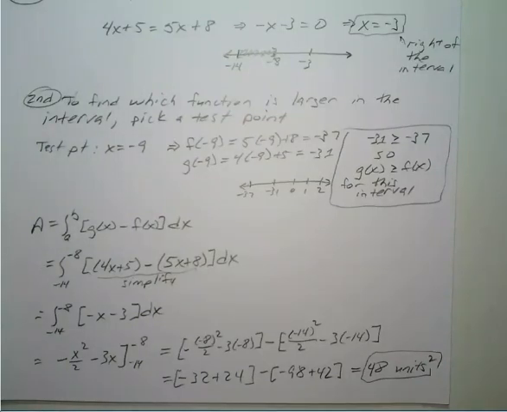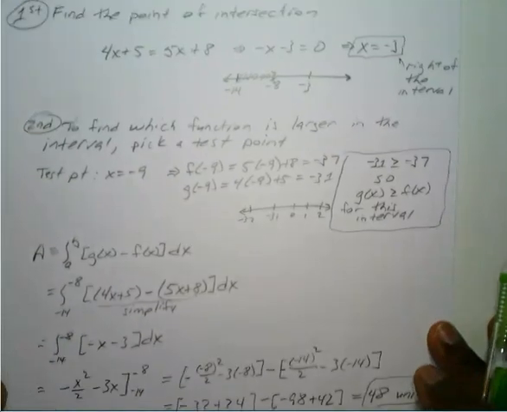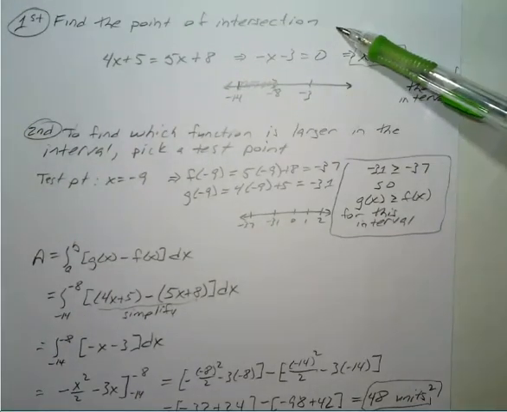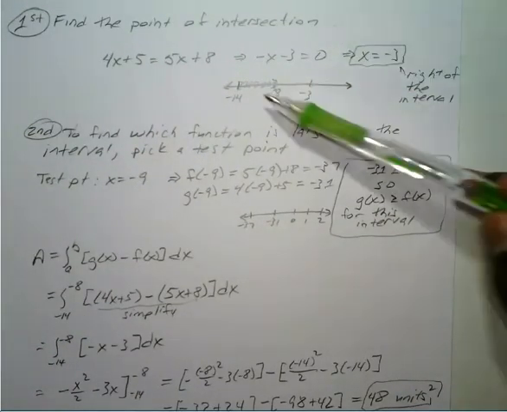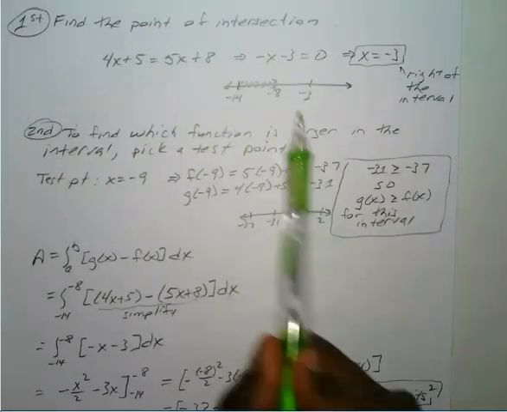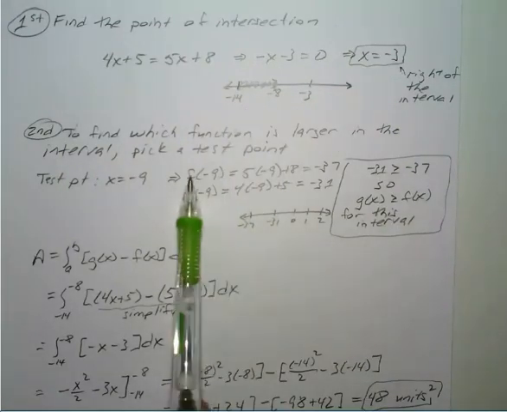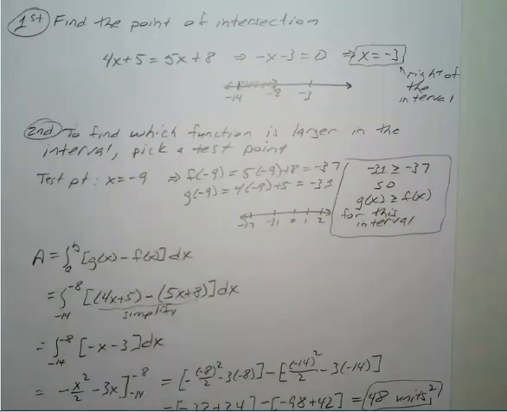All right. So remember, first thing you want to do is find your point of intersection. And then if it's not in the interval, you just pick a test value in that interval to find out if your f of x or your g of x is larger. And then you put the larger function first.